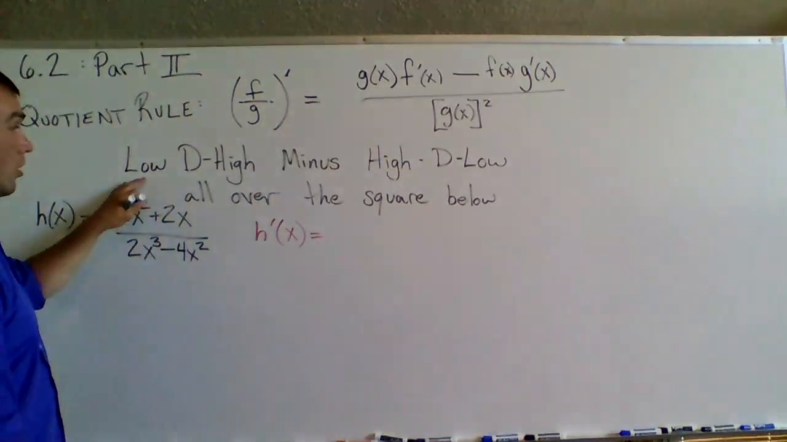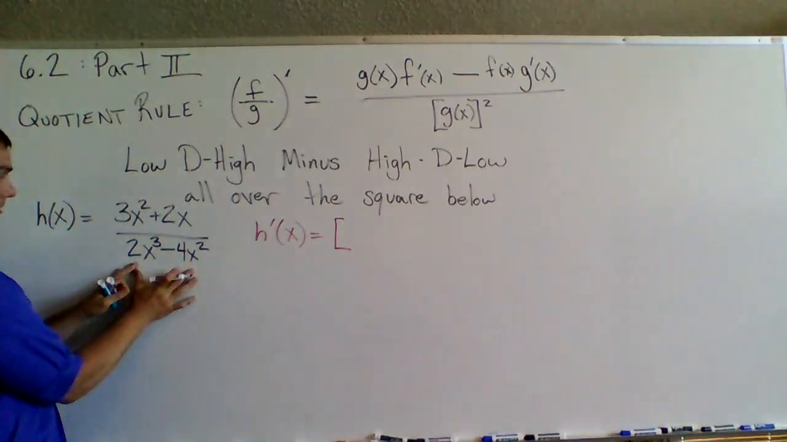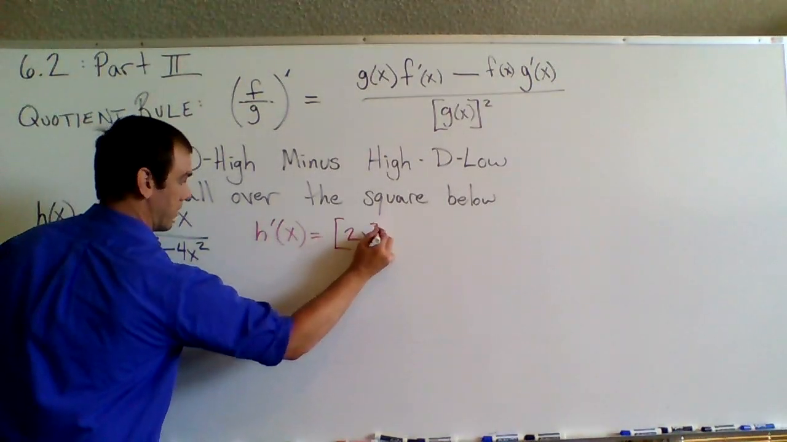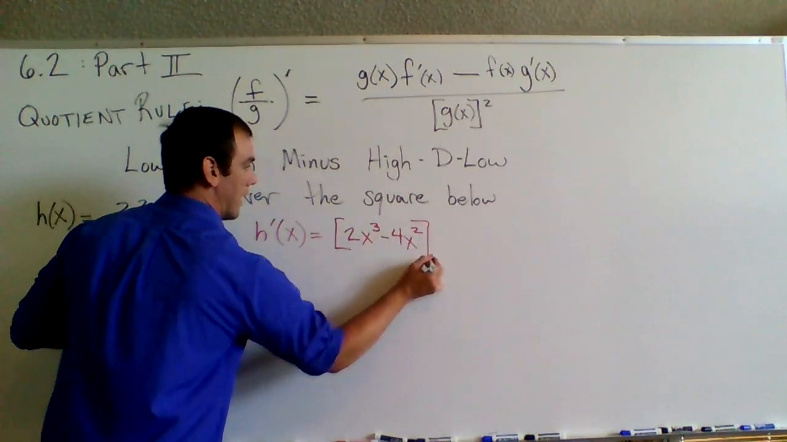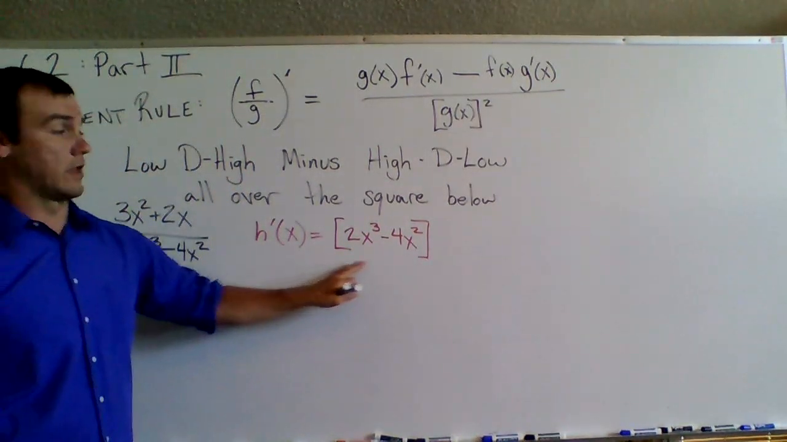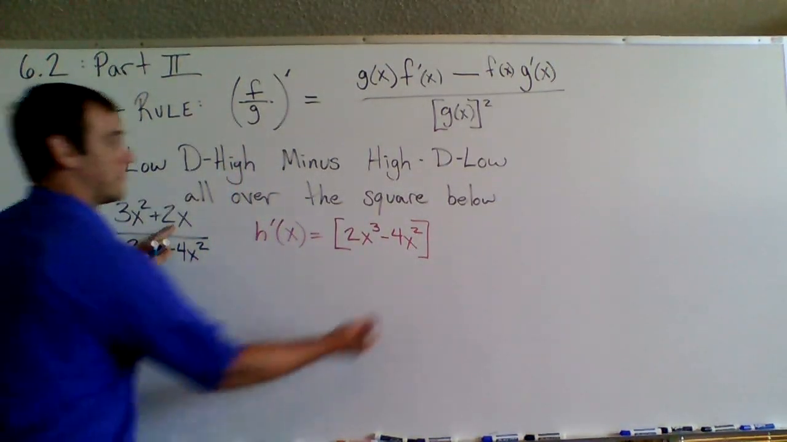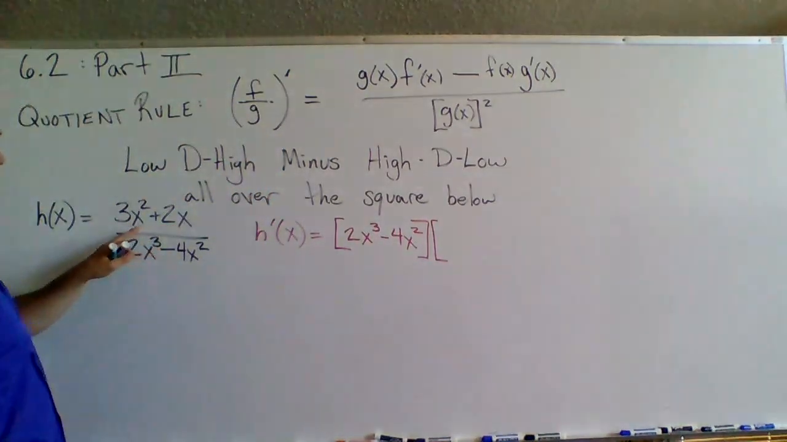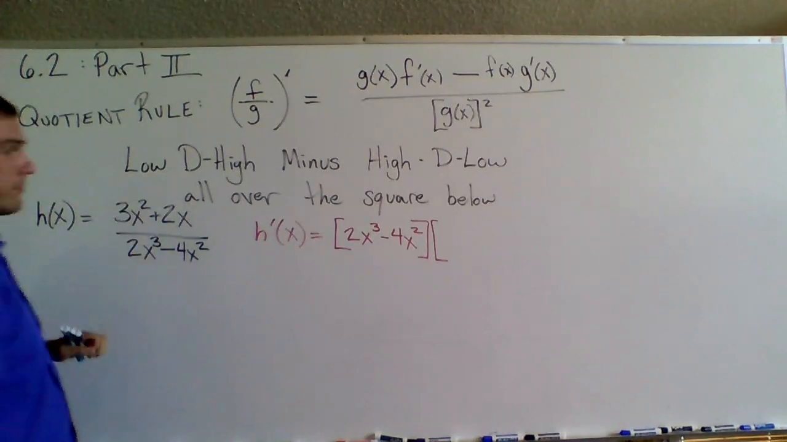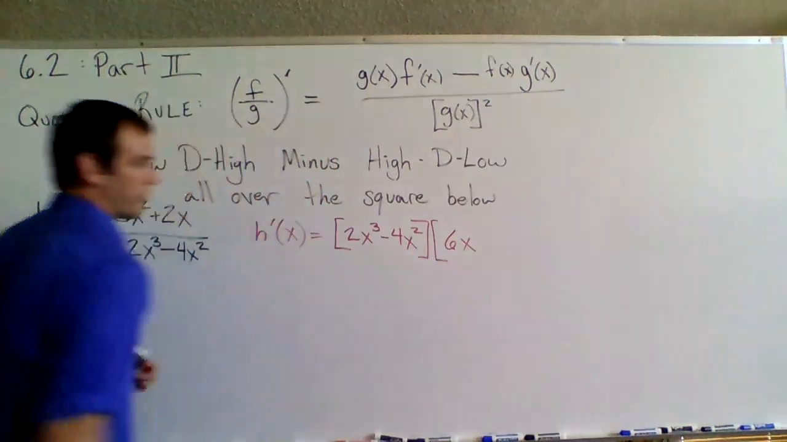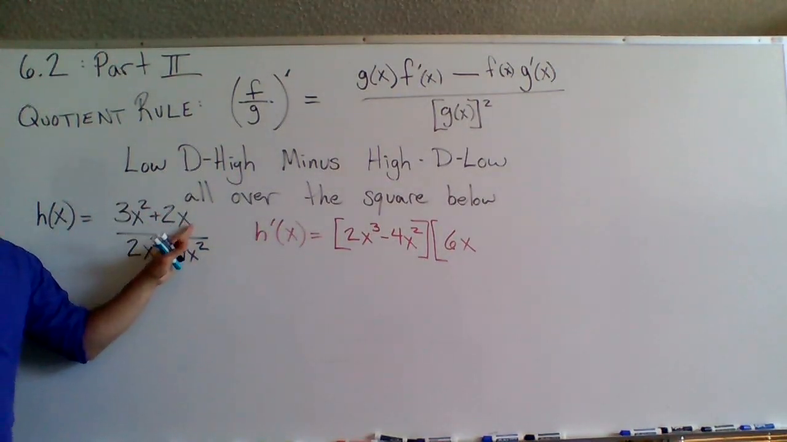Okay? Low d high. So low is just going to be my bottom function. 2x to the third minus 4x squared. I forgot what I'm doing. Okay, that was low d high, derivative of the top. So derivative of the top. So I bring my 2 out front. 3 times 2 is 6. Subtract 1 from my exponent. Should get 6x there. Plus the derivative of 2x.